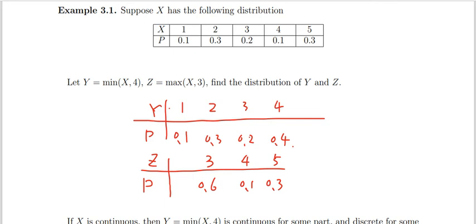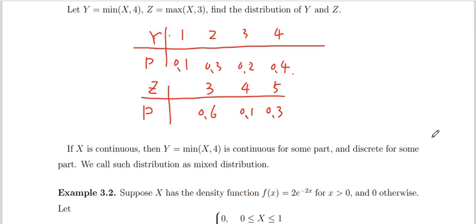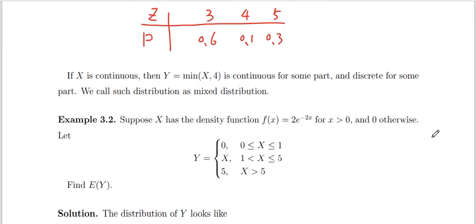For continuous distributions, you should be careful. Let's say for a continuous distribution, some part is discrete, some part is continuous, so we will have those mixed distributions. Okay, let's check this example. Suppose x has a density function as such.